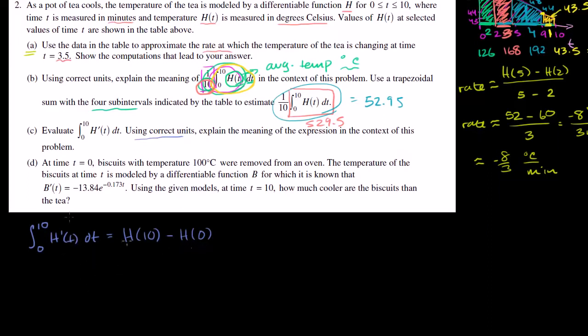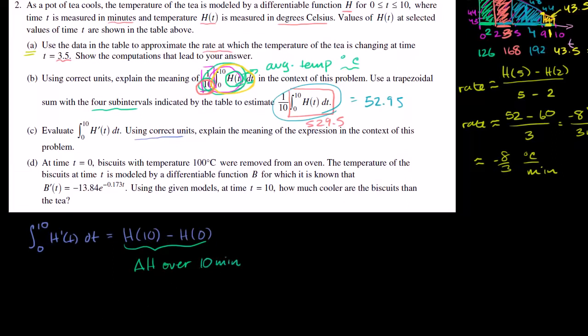And when you look at it from this, you just see that when you evaluate it, it just gives us the difference in temperature from 0 minutes to 10 minutes. We're taking the temperature at 10 minutes, and from that we're subtracting the temperature at 0 minutes. So this is really our change in temperature over those 10 minutes. And we can actually evaluate it.